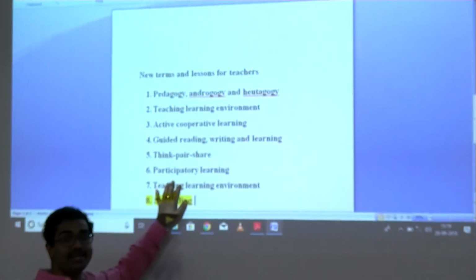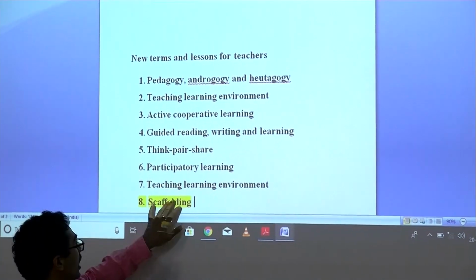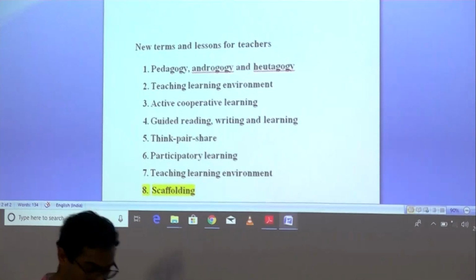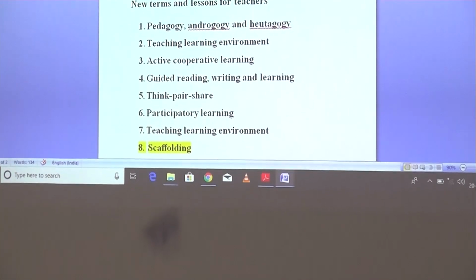Then participatory learning, which is basically making the student in charge of her own or his own learning. And of course, teaching learning environment. I apologize for bringing it twice here. So I'll just delete it.